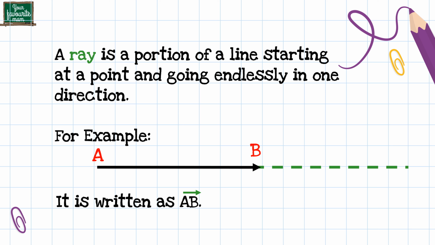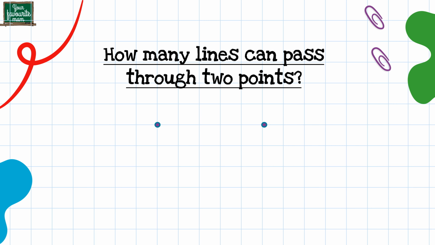So this ray AB, the starting point of the ray AB is A, and on its way to infinity, it passes through the point B. So it is written as AB with a one-sided arrow over it. So if I ask you, how many lines can pass through 2 points, let's say point A and point B?